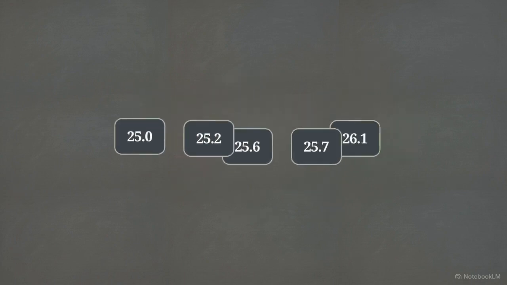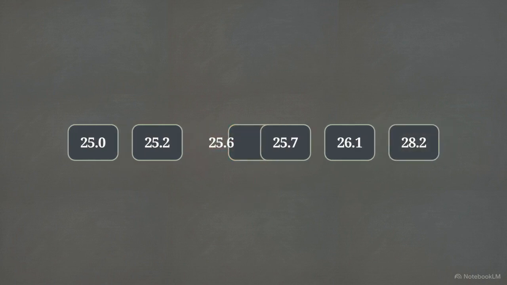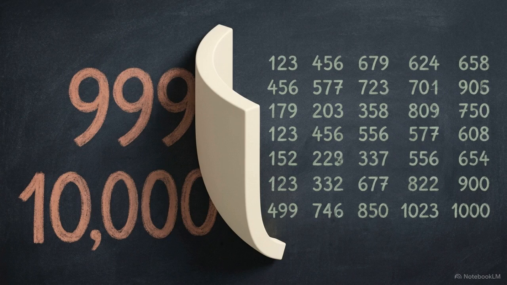Arrange your data in ascending order. With an odd number of items, identify the middle position. Here, 25.6 is our median. If we add a 6th value to make the set even, calculate the average of the 2 middle terms to find the new median. The median is a mathematical shield, ignoring extreme anomalies to preserve a representative center.